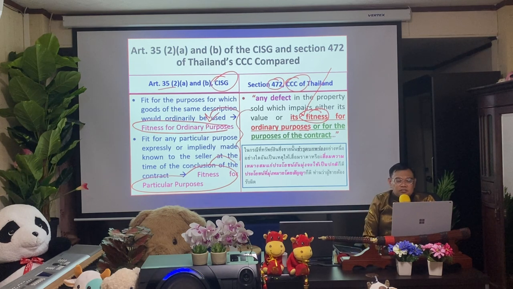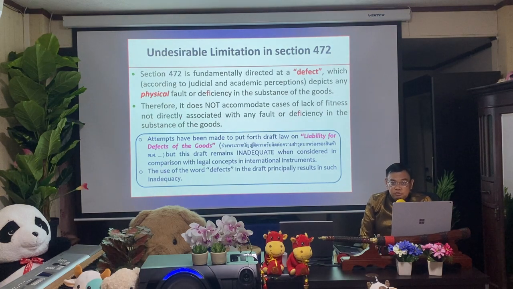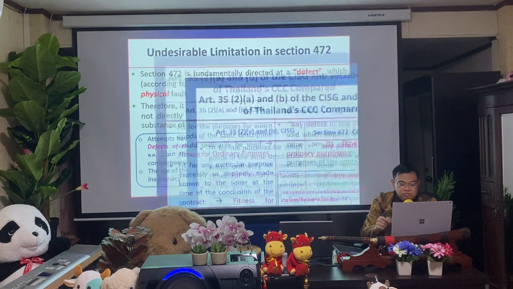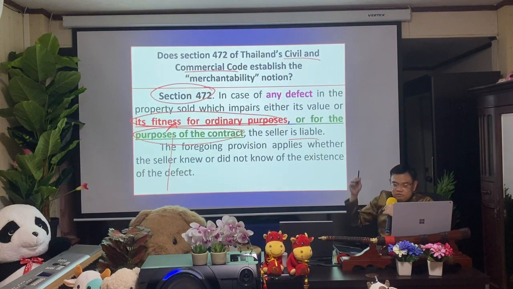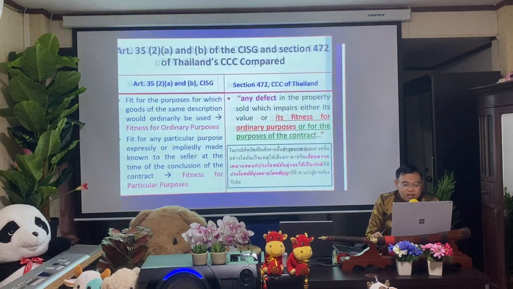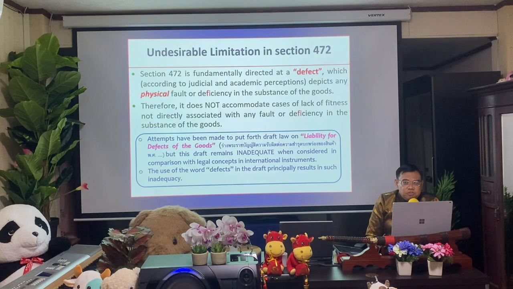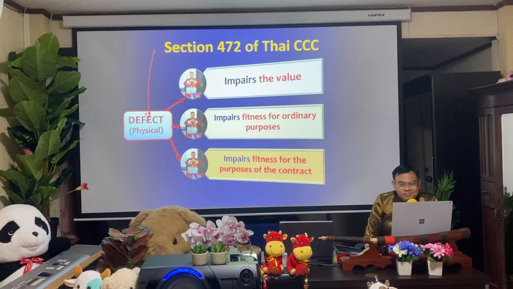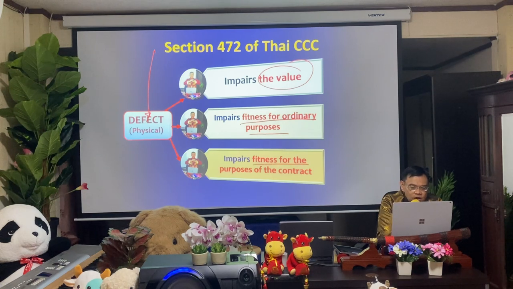if we consider this matter very carefully, we will see that the positions in Thai law are not really the same, because you see the word defect in section 472. Section 472 says that in the case of any defect in the property sold which impairs either its value or its fitness for ordinary purposes or for the purposes of the contract. So section 472 of the Civil and Commercial Code of Thailand begins with the defect, and this defect will result in impairment of the value, or will impair fitness for ordinary purposes, or will impair fitness for the purposes of the contract.